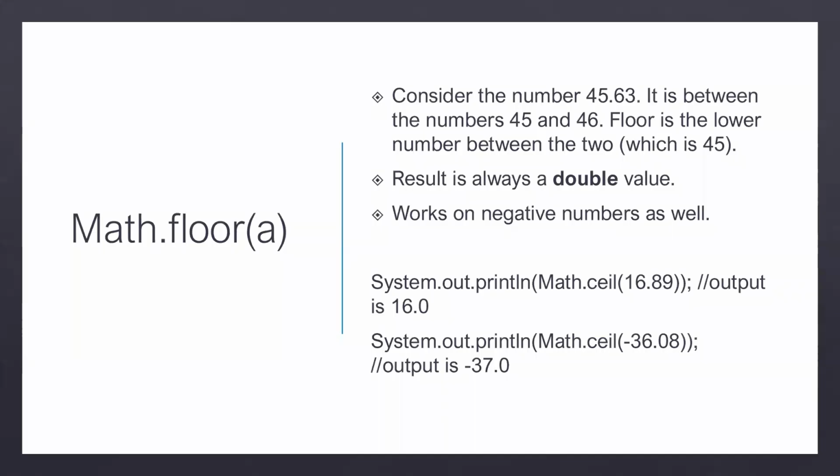Opposite to this is Math.floor, which does the opposite. So I'll give another example. Consider the number 45.63. It's between 45 and 46. Now, floor means a lower number since floor is on the bottom. So the lower number between these two is 45. The result is always a double value, and this also works on negative numbers. So in the first example, we can see 16.89 between 16 and 17. So the output will be 16.0. And in the second one, the -36.08 is between -36 and -37. And since -37 is the smaller number, that's the output.